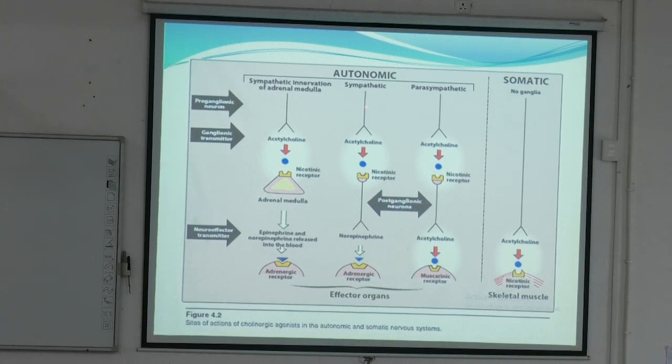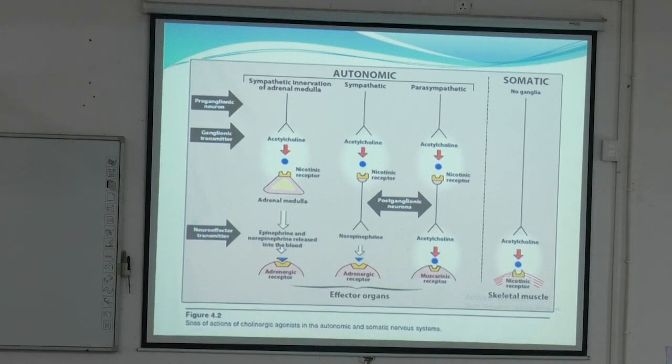In case of the sympathetic, you can see it acts on the nicotinic receptor, and after that the postganglionic neurons come. In case of the sympathetic fibers, the main neurotransmitter in the postganglionic neurons is norepinephrine, whereas in the parasympathetic, the main one is acetylcholine. So in the parasympathetic system, there is acetylcholine both in the preganglionic and postganglionic areas. In case of the sympathetic, in the preganglionic, acetylcholine; in the postganglionic, norepinephrine.